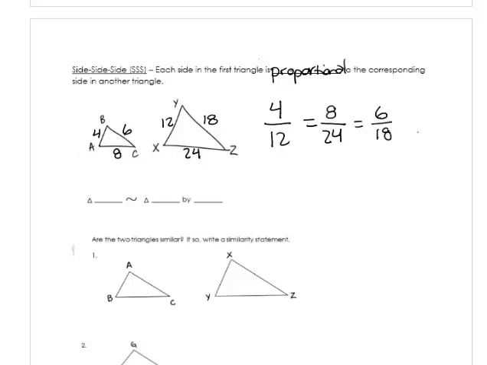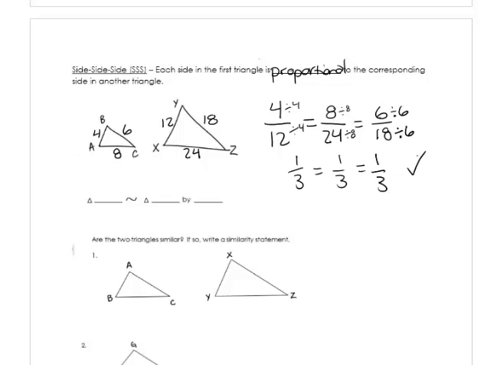Okay. In order to see if these are proportional, I want to reduce each fraction and make sure they turn out to be the same thing. So like 4/12, both those are divisible by 4. Simplifies to be 1/3. 8/24, both those are divisible by 8. Simplifies to be 1/3. And the last one, 6/18, both those are divisible by 6. Turns out to be 1/3.